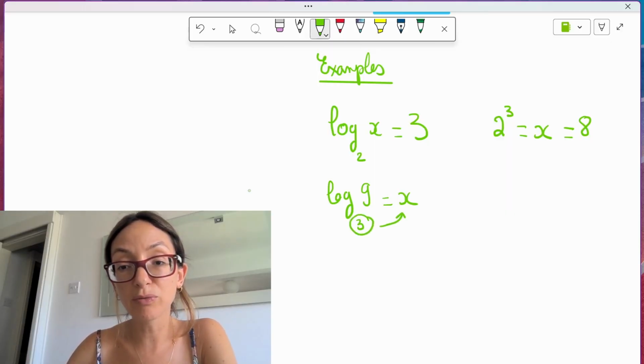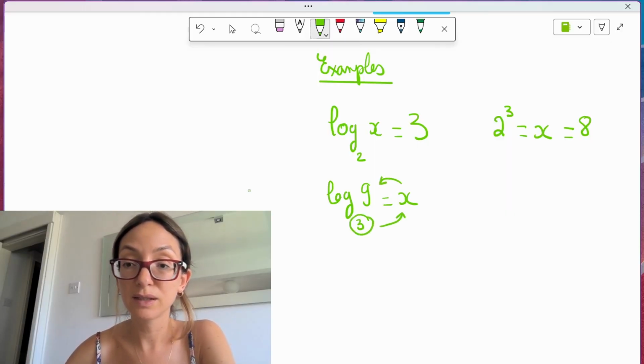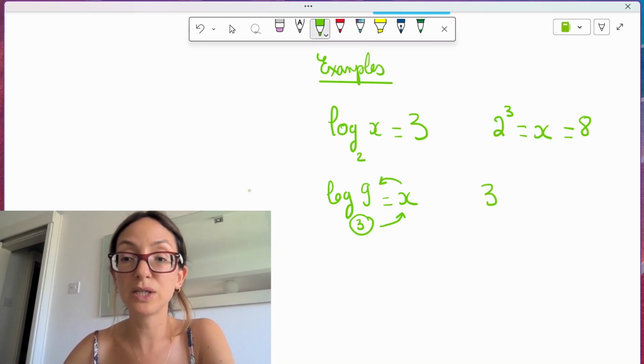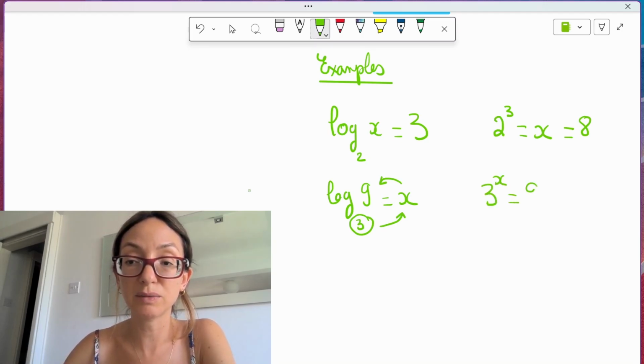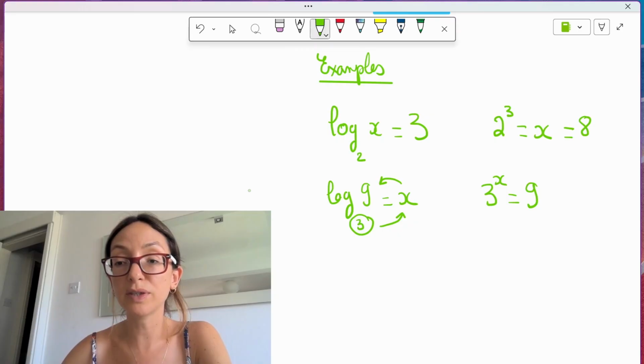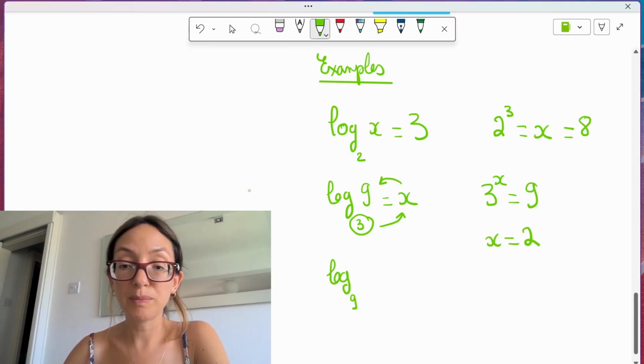3 to the power of what gives us 9? So you can even write it in exponent notation: 3 to the power of x is equal to 9. And now it becomes obvious that x has to be equal to 2. Now, what about logarithm base 9 of 3 is equal to x?